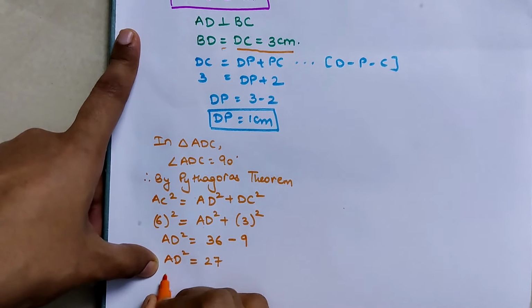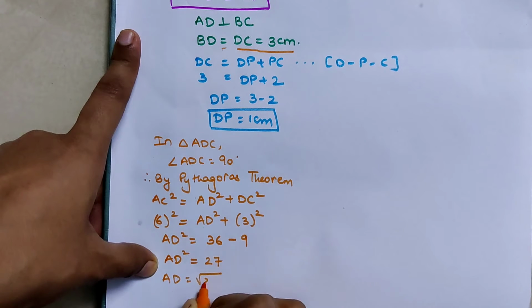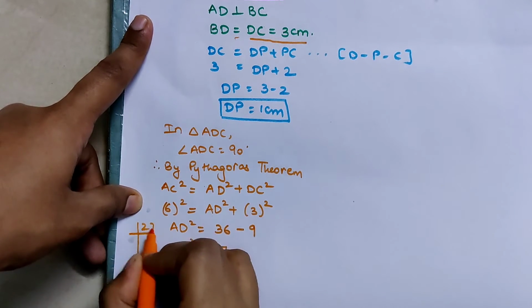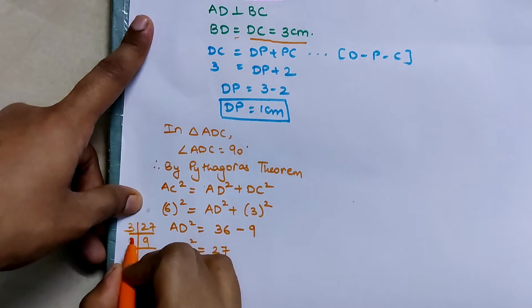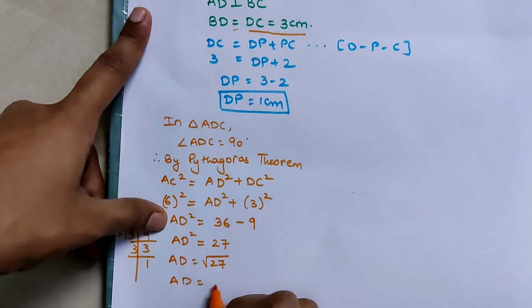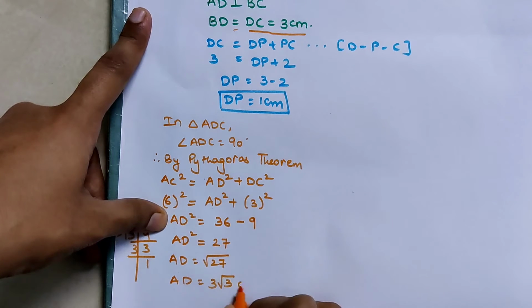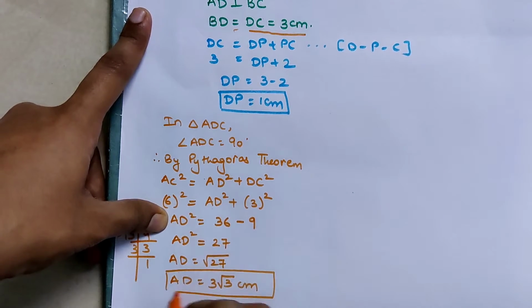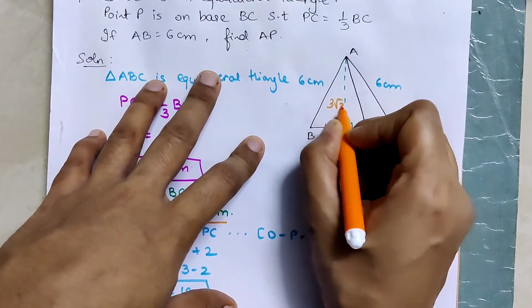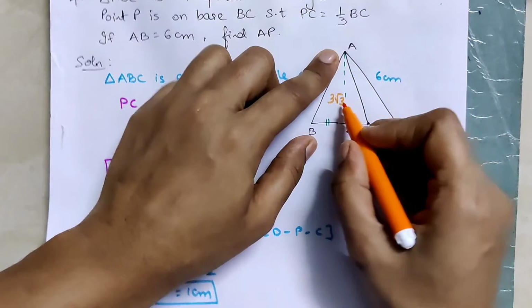Taking square root on both the sides, so under root of 27. अभी तो this is very common, but I will show you again. 3 nines are 27, 3 threes are 9, 3 ones are 3. जोड़ी बना के ये 3 बाहर निकला. So our answer is 3 root 3 centimeter. So my dear children, AD is 3 root 3. Now here I am just writing 3 root 3. Okay, so this perpendicular is 3 root 3.